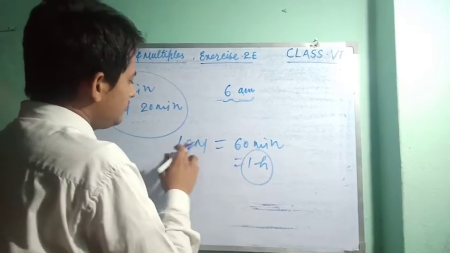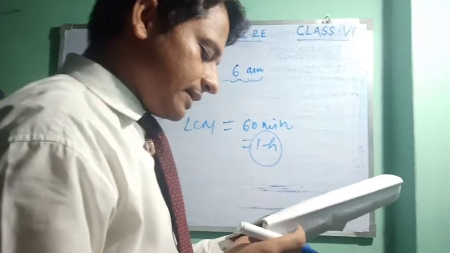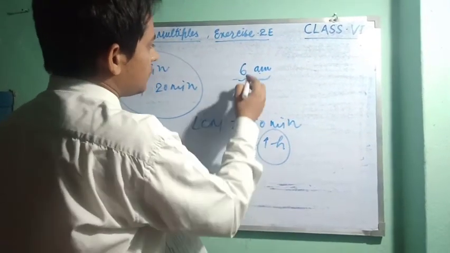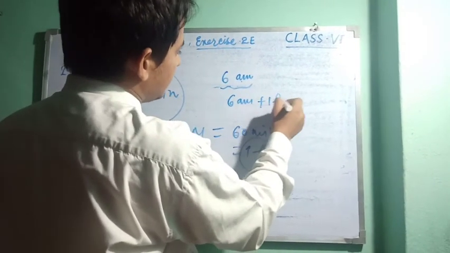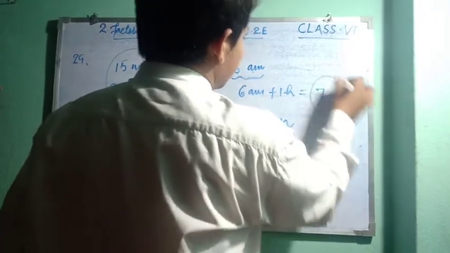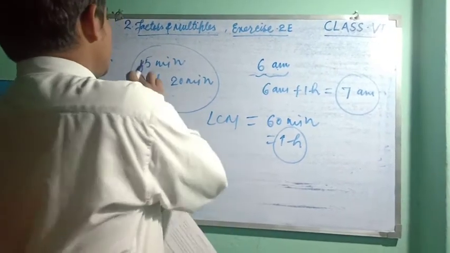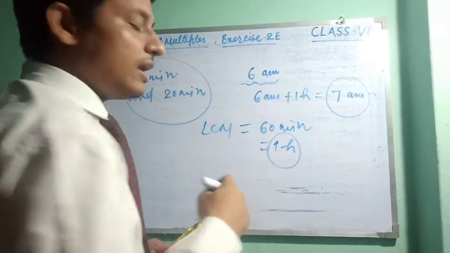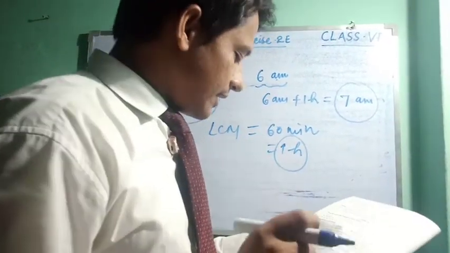We have to find at what time they will next beep together, which is after 1 hour. If we add 1 hour to 6 a.m., it becomes 7 a.m. That means your answer is 7 a.m. So first find the LCM of 15 minutes and 20 minutes. You will get 60 minutes, that means 1 hour, and adding 1 hour to 6 a.m. gives 7 a.m.